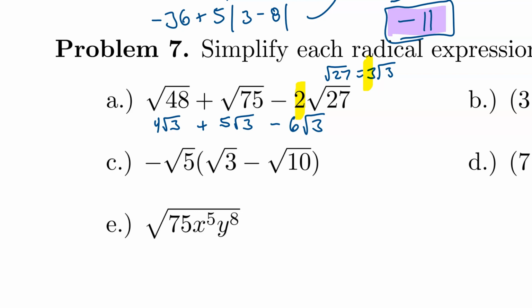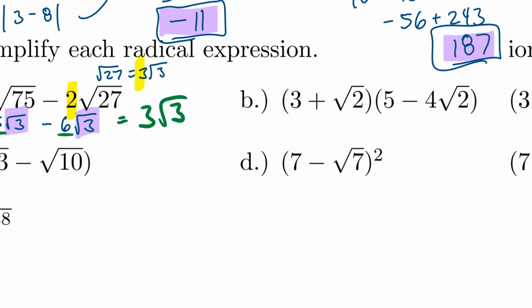And now, because the radicals are exactly the same, square root of 3 each time, I can combine the terms as if they're like terms. So I have 4 plus 5 square roots of 3, which is 9, and then minus 6. So altogether, we have 3 square roots of 3. 9 minus 6.